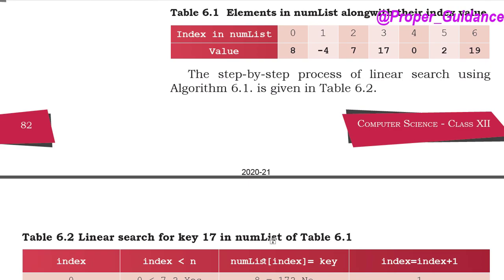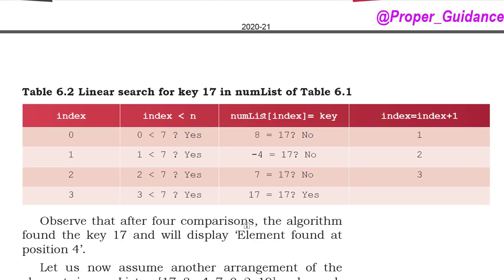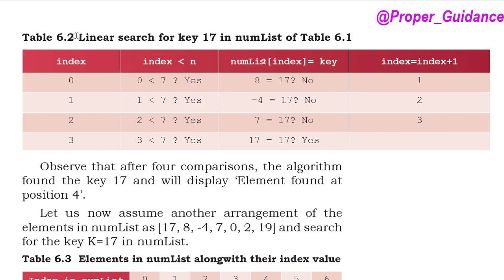Okay. The step-by-step process of linear search using the algorithm is given in table 6.2. So, this is our ultimate table to find out how to use linear search for key 17 in the num list of table 6.1. See here, index 0, index less than n, index less than n.